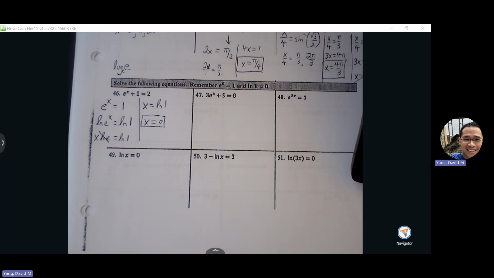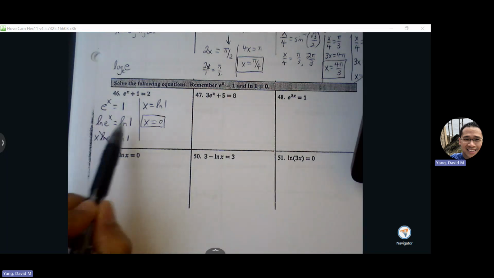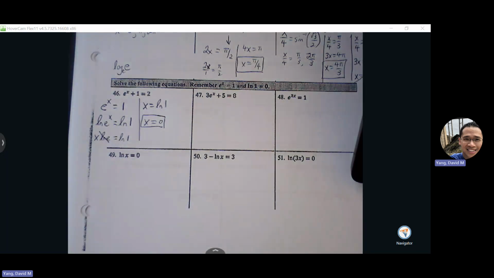Right, 47, we'll just repeat the same process there. Try to get e to the x by itself. And then just like before, take natural log of both sides, bring the x down, and see if we can solve for x. Okay, so try 47.